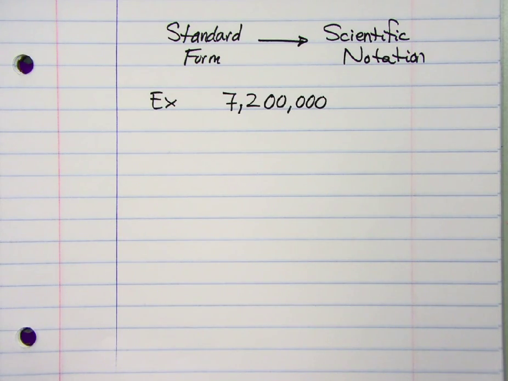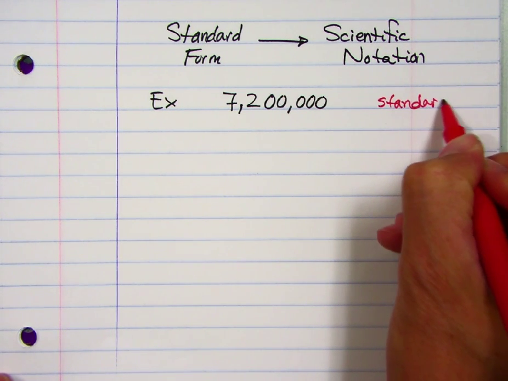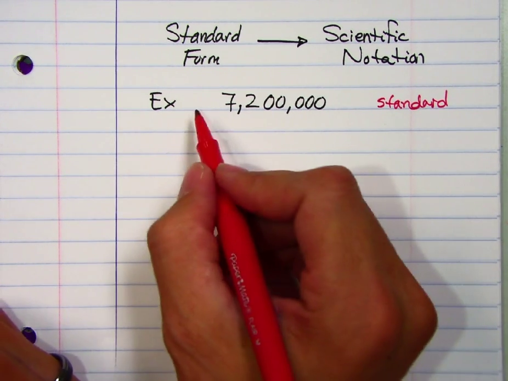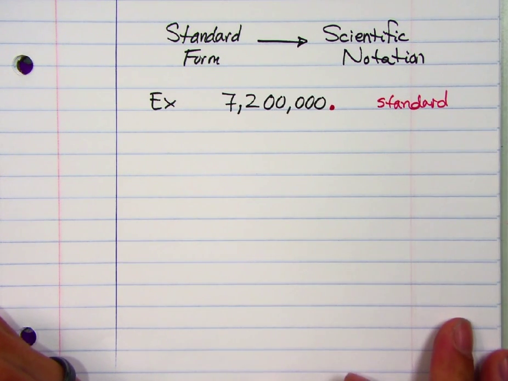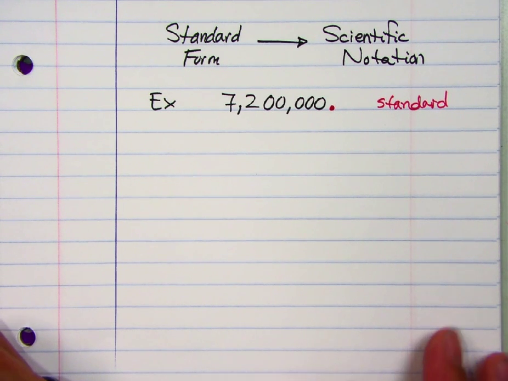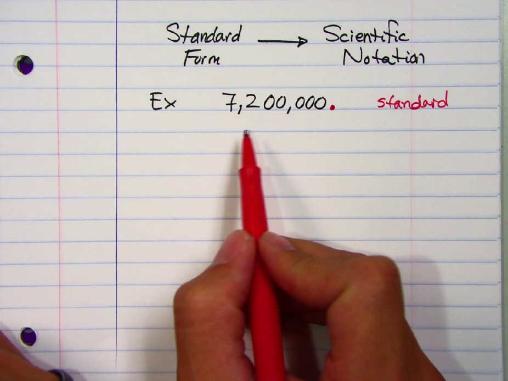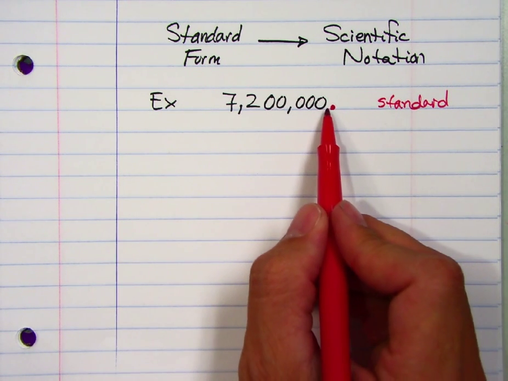Alright, so now we have this number that's already in standard form, and I want to change it into scientific notation. So how do I do that? Well, first I have to realize where my decimal is. I have a number by itself and I see no decimal, so I know that it's at the very end. And if you remember from our notes, we want the decimal to end up so that my number is between 1 and 10.